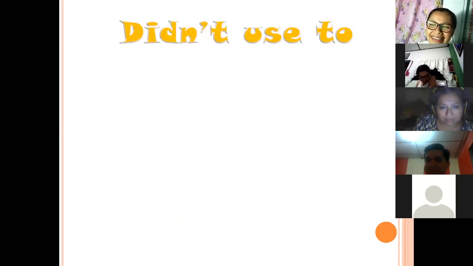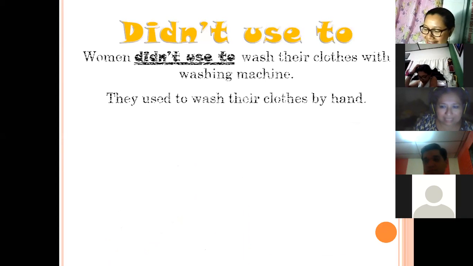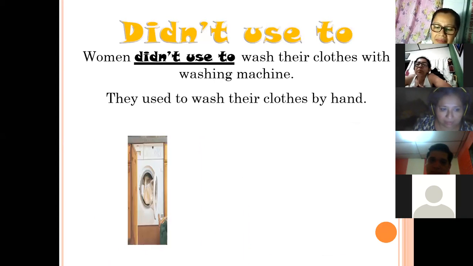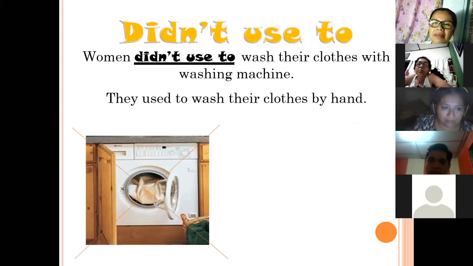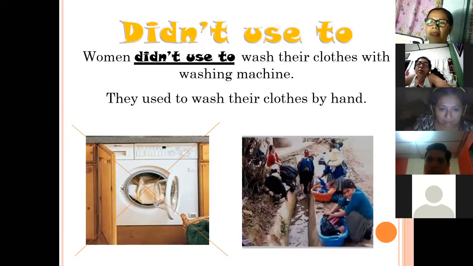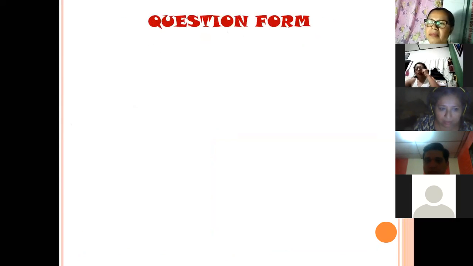Let's see the other one. It's a museum. Yeah, it's a museum for sure. Women didn't used to wash their clothes with washing machines. They used to wash their clothes by hand, okay? Before, no washing machines. Now, thank God we have washing machines, okay? Very good.